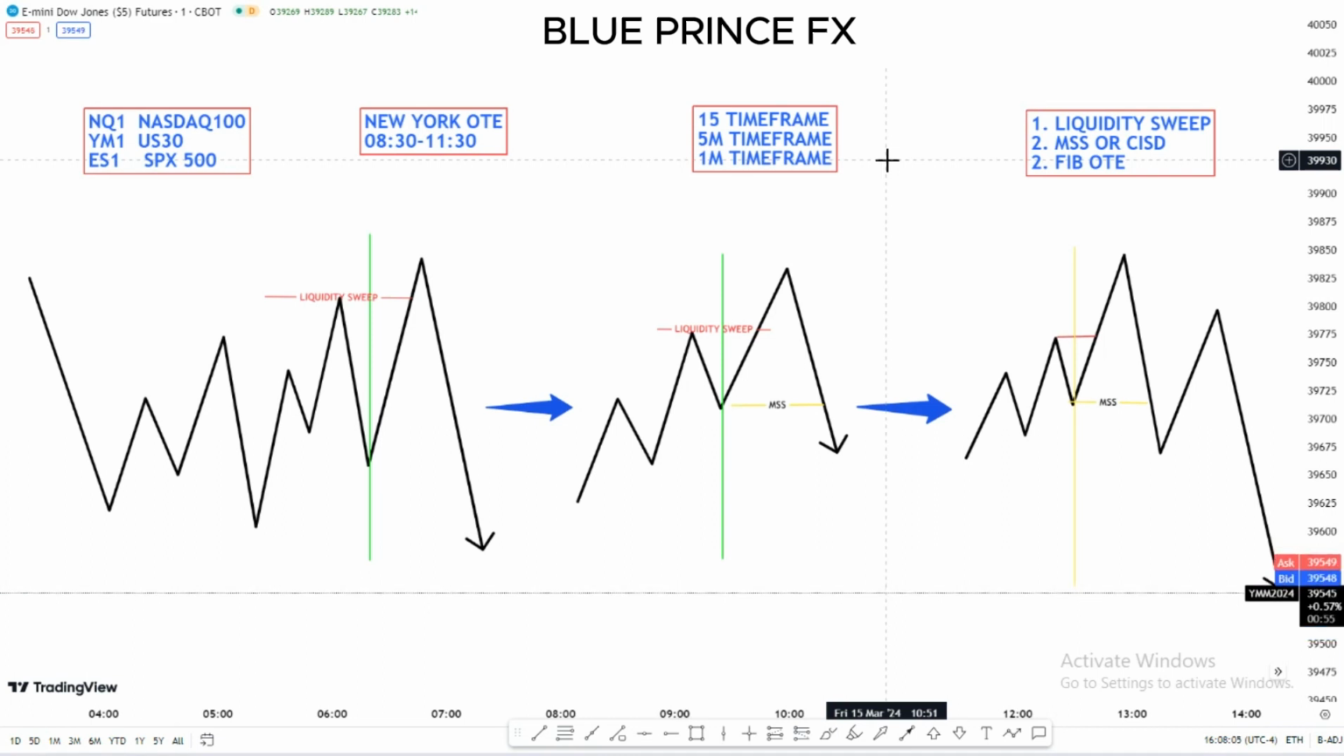Today's lesson will be about one of ICT's simplest entry models, which is the ICT OTE entry model, or the ICT optimal trade entry model, which is built around the Fibonacci tool. In order for you to use this model effectively, stay till the end of this video, as I will post my exact Fibonacci level for precise entry.